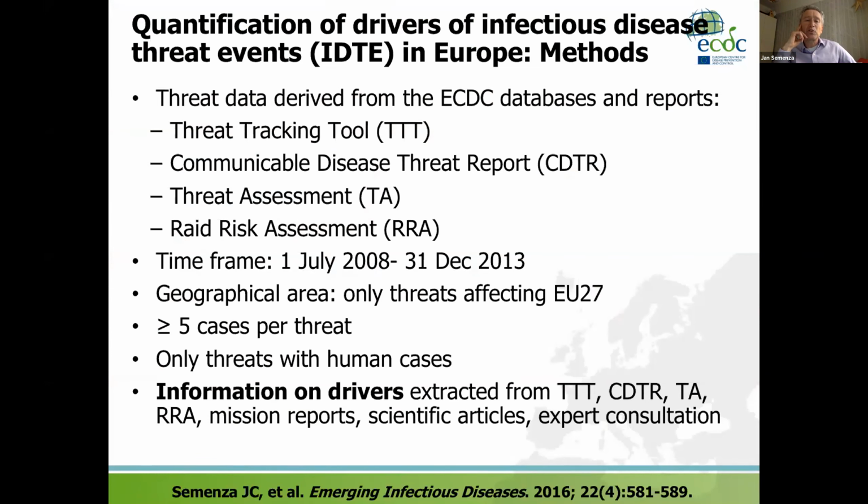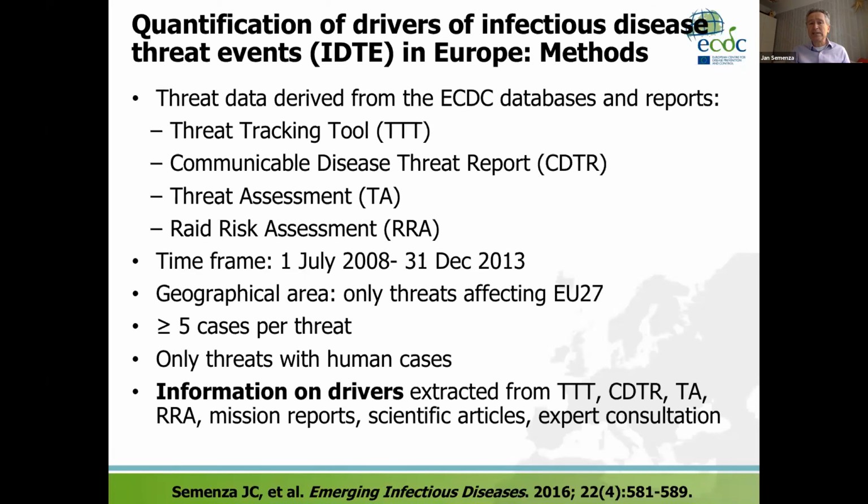But as I mentioned, we also produce these threat assessments and rapid risk assessments. And we basically decided to rely on this type of database to analyze every single event that was of interest to us that we found in the database. And we extracted the underlying drivers for every single event by going through the communicable disease threat reports that had been written about the events, the threat assessments, rapid risk assessments, but also the peer-reviewed literature, the scientific articles, expert consultation, mission reports, everything that we could find that was available in the gray literature or in the peer-reviewed literature for every single event.